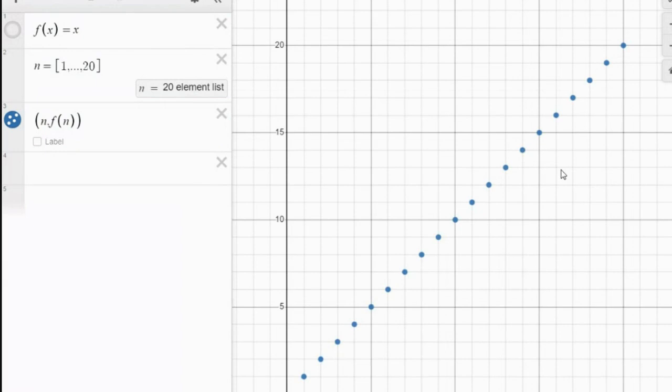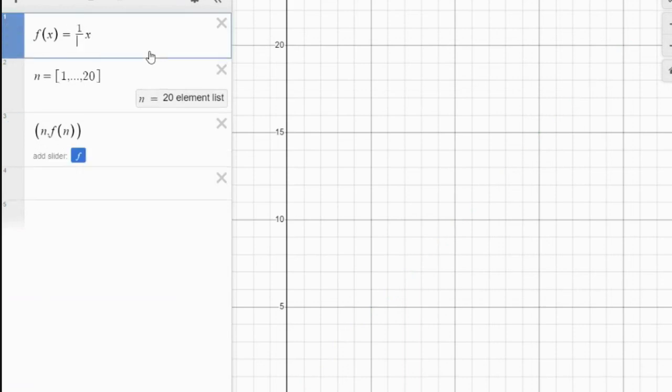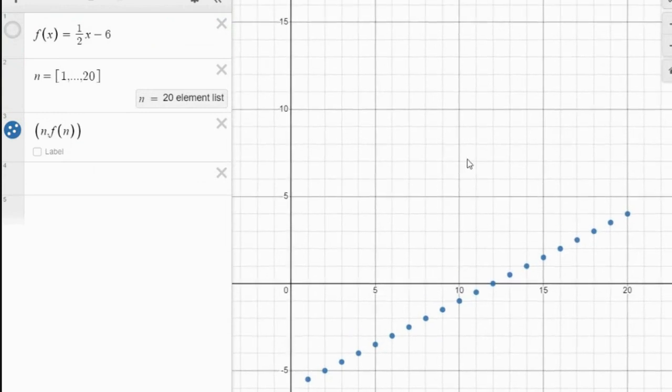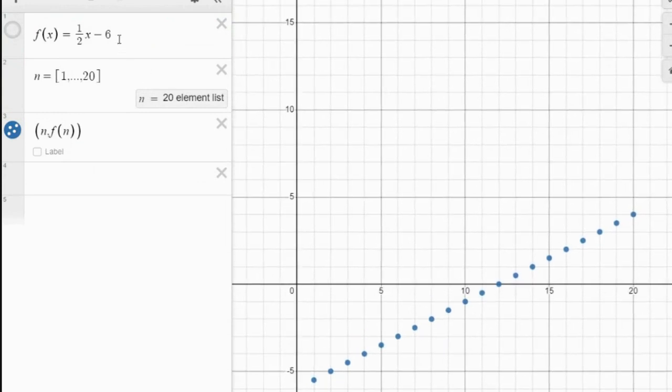Very nice. I didn't have to calculate what all 20 were. It's easy with this, but what if it's 1/2 x minus 6? All right. Well, there's the first 20 terms. I didn't have to calculate what the first 20 terms were and make a table.